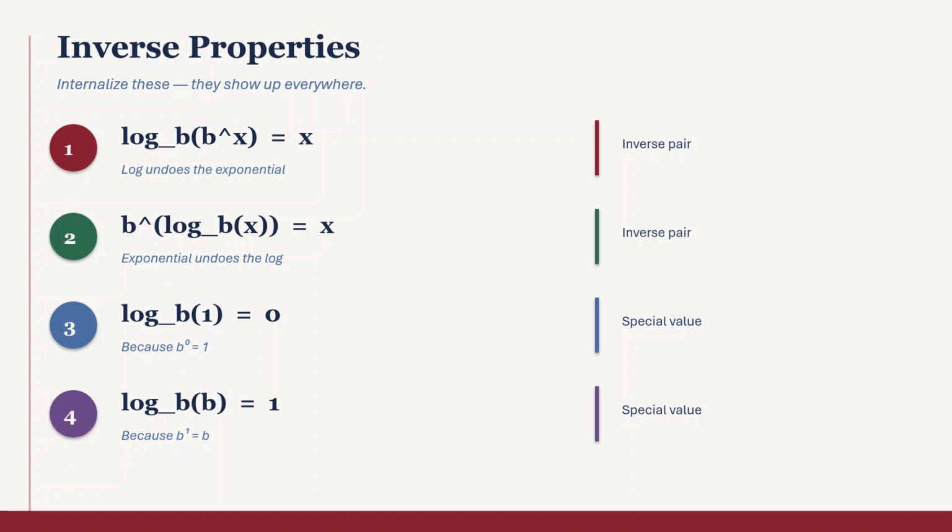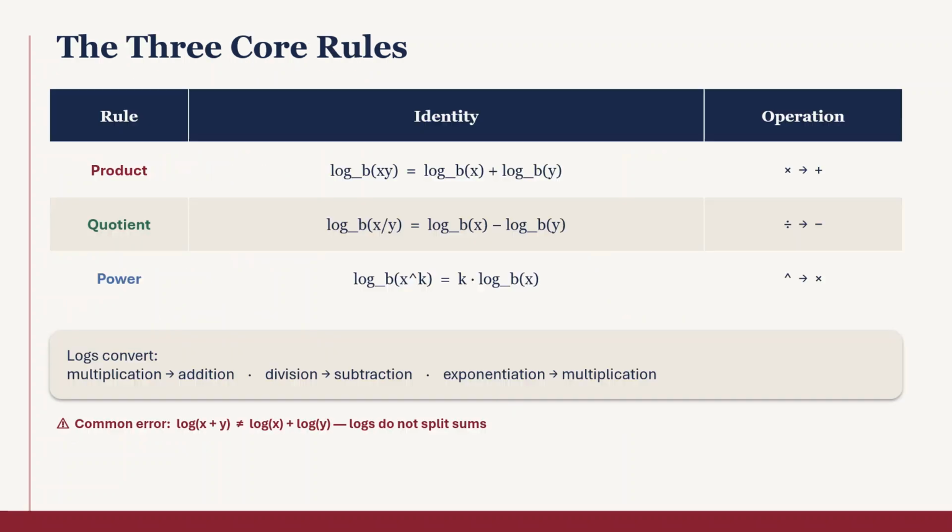Third, log base b of 1 equals 0, because b to the 0 equals 1 for any non-zero base. Fourth, log base b of b equals 1, because b to the first equals b for any base. These 4 show up everywhere. Memorize them. They are how you simplify log expressions on sight.